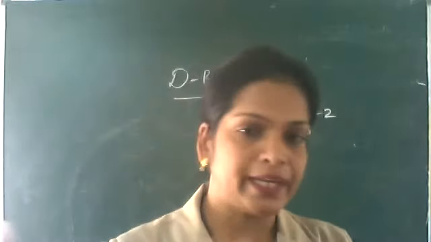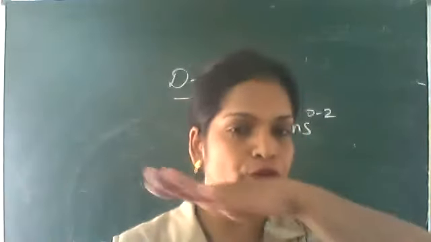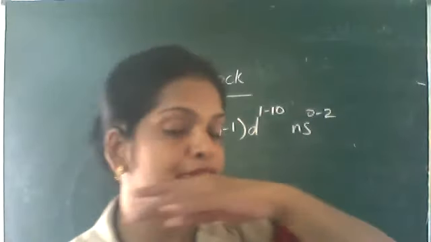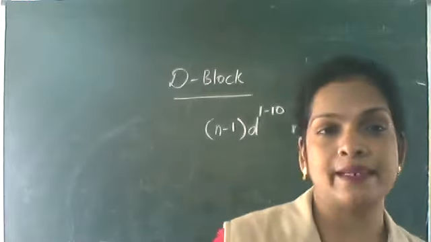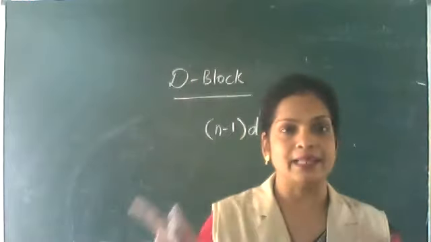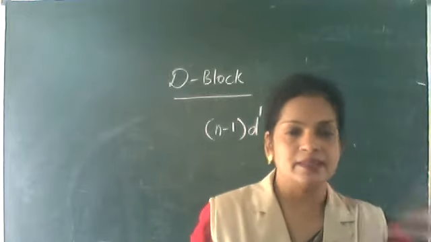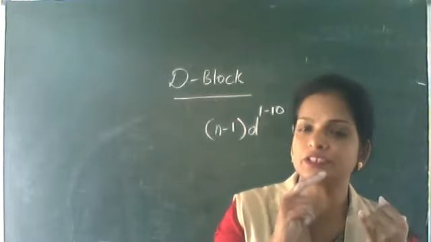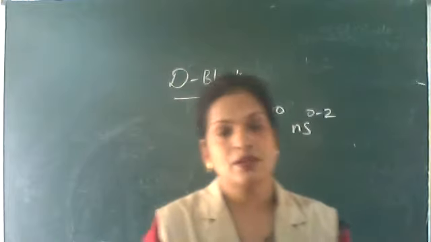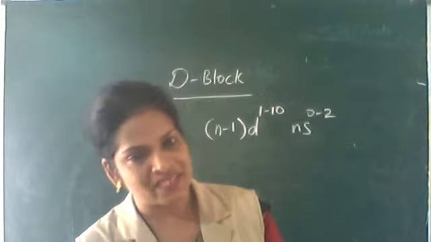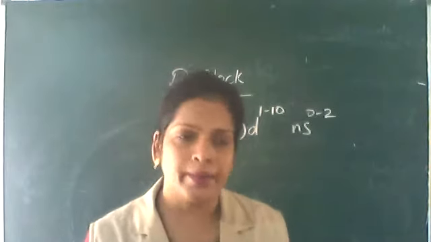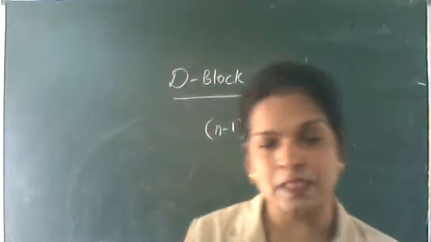to mercury. 3D transition series, scandium to zinc; 4D transition series, that is yttrium to cadmium; and 5D transition series, that is lanthanum to mercury. These are the 3 transition series. 3D transition series is also called first transition series, 4D second transition series, 5D third transition series. These all are metals. They show variable valence, means +1, +2.